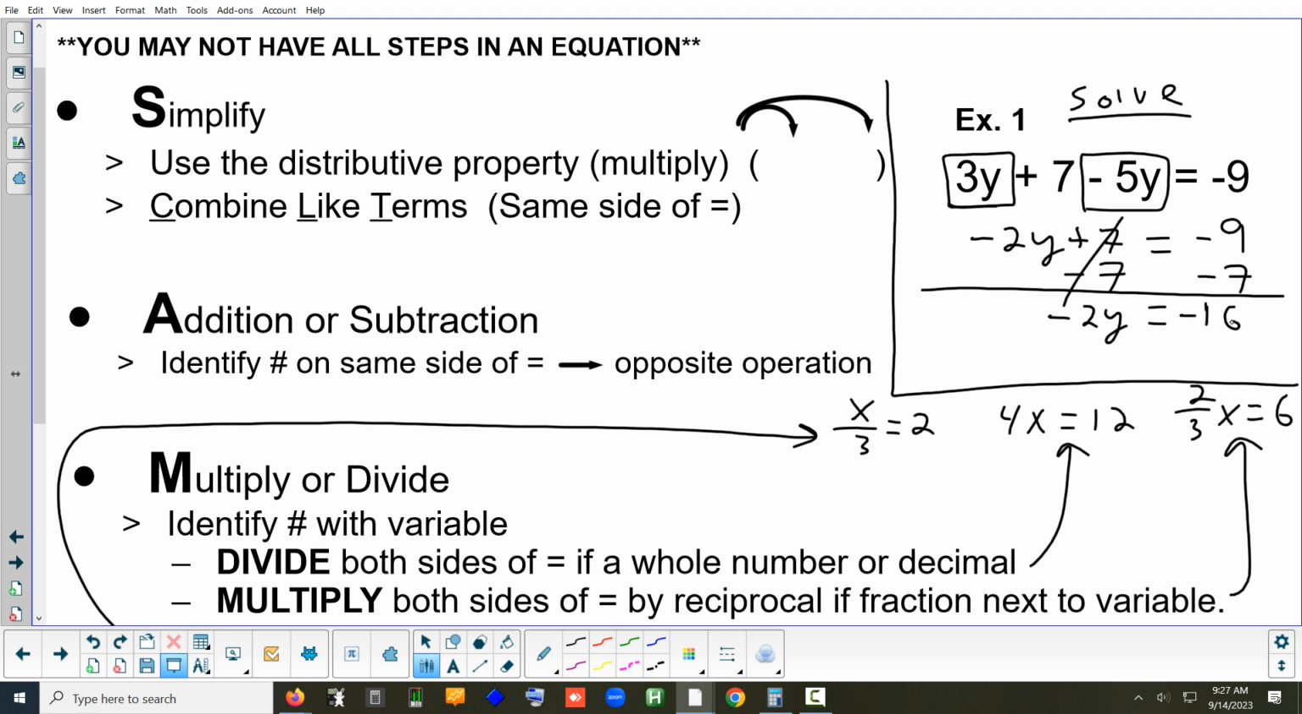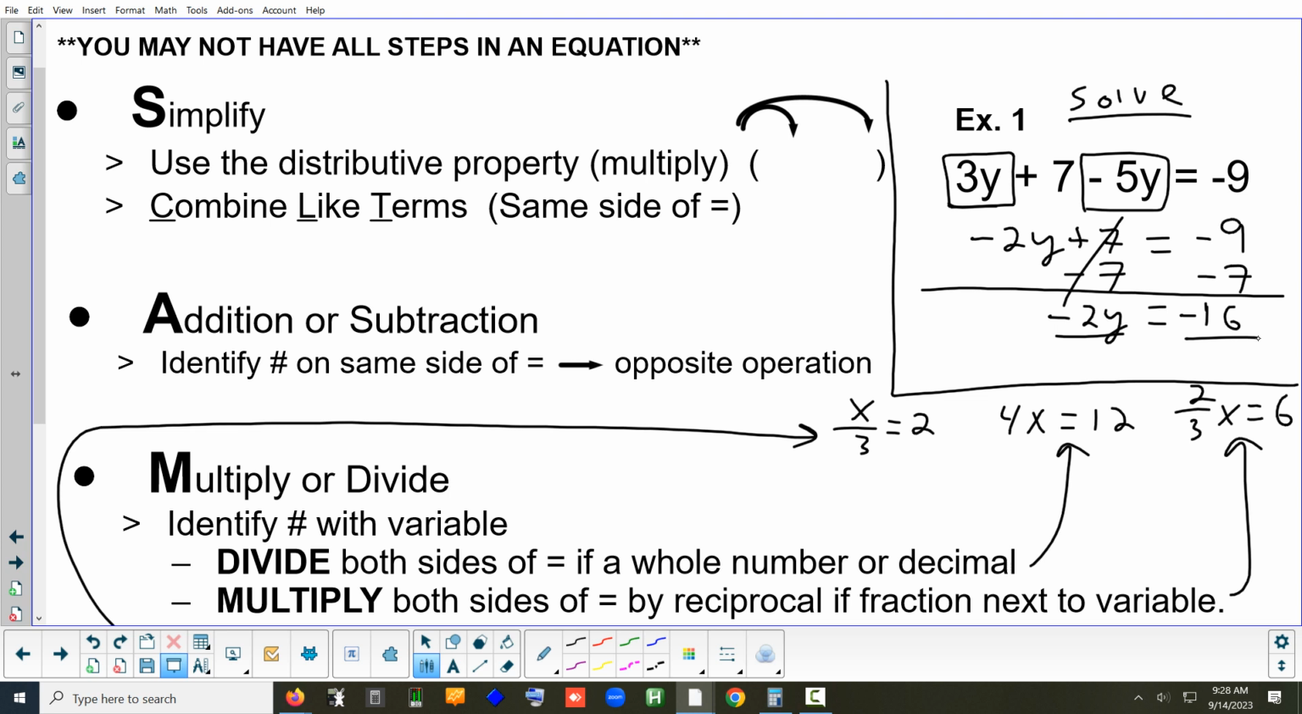This is the kind of problem you would have seen yesterday. We've done the adding and subtracting. Now our last step is the multiply or divide. In this problem, to get y by itself, are we going to multiply or are we going to divide? Divide. Yep, good job. We're going to divide. And can someone tell me what we're going to divide each side by?